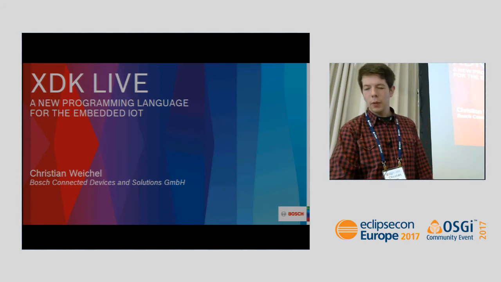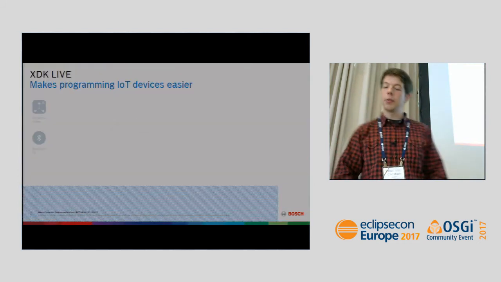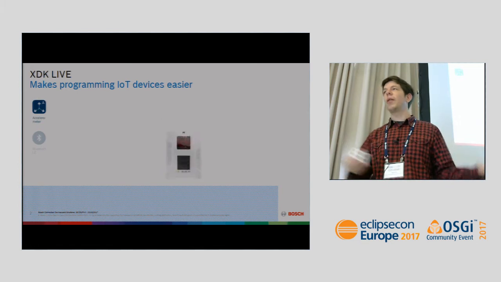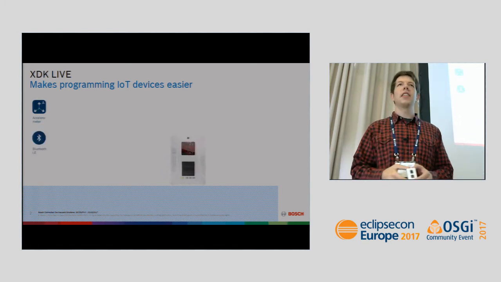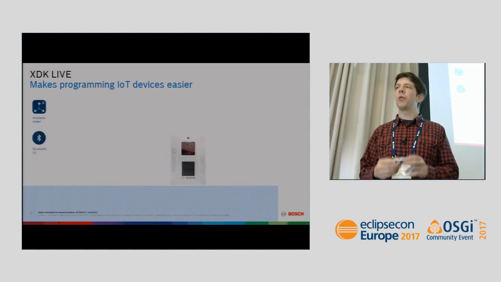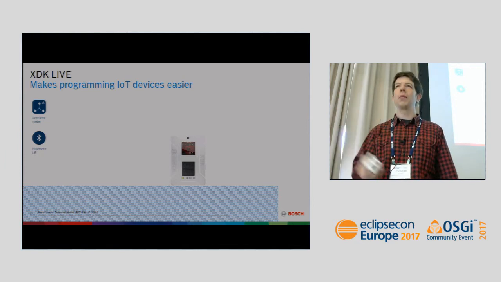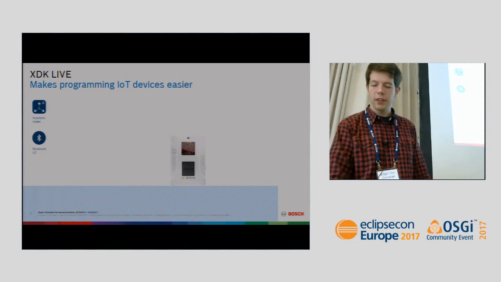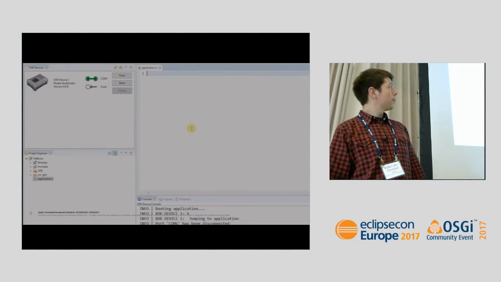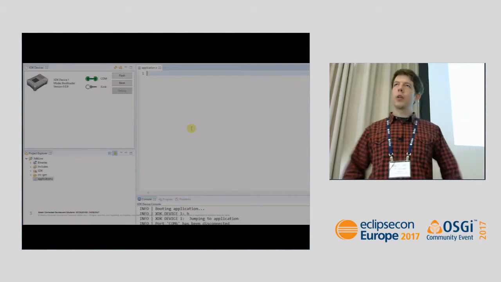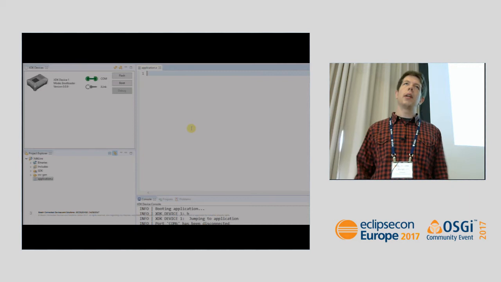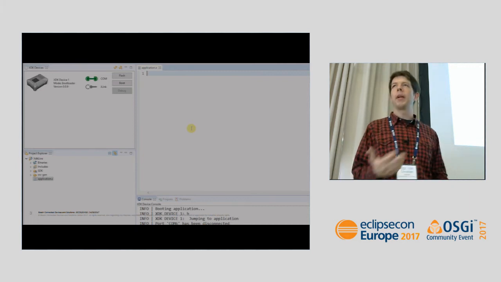And so we want to use this device and build a simple shock detector that detects, using the accelerometer, if a shock happened, and if it did, sends out a message via Bluetooth, and maybe we want to use the LEDs as well because we want to get some feedback on the device directly. And this is the workbench or the IDE that we ship with the product, which is obviously Eclipse-based.